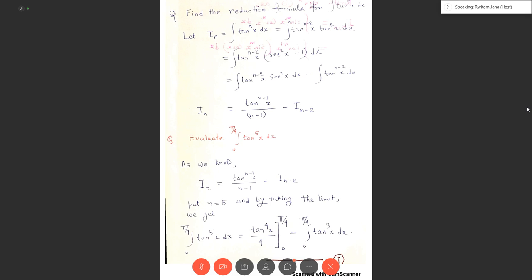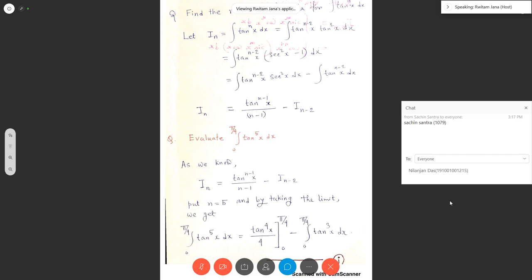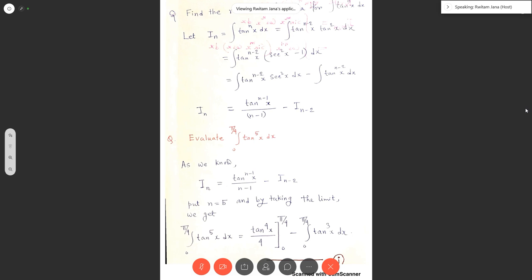So this is a very interesting thing and very easy thing to understand. If you put n equals to 5, then you will get ultimately I3 in the part of I suffix n minus 2, and I3 is nothing but the integral from 0 to pi by 4 of tan cube x dx. And in this process, you have to calculate the value of the integral from 0 to pi by 4 of tan cube x dx.